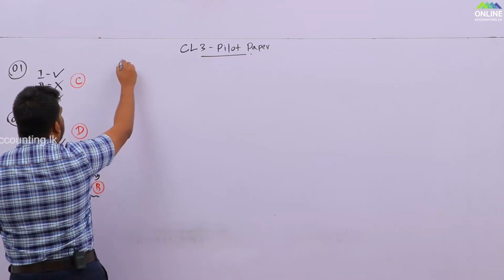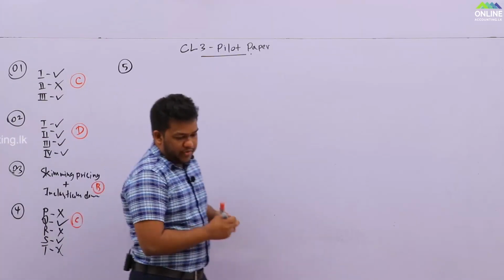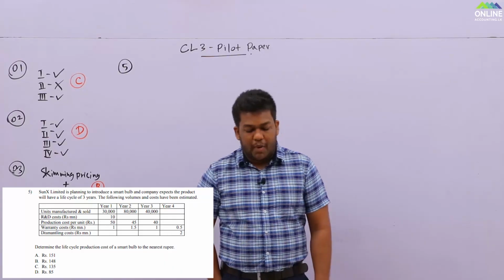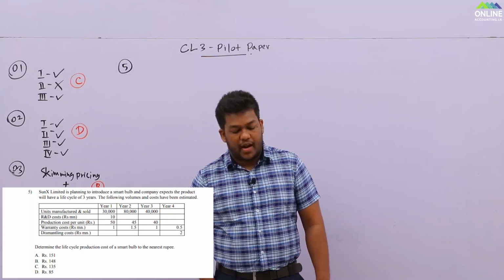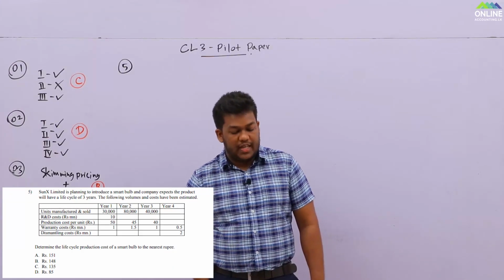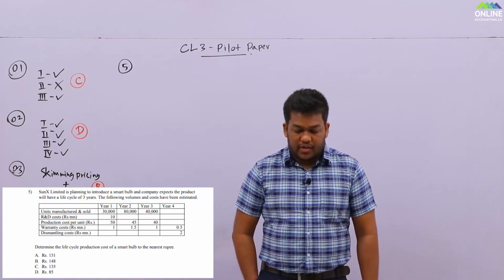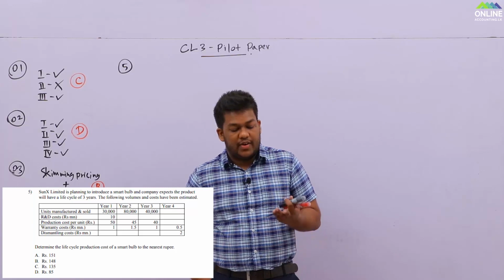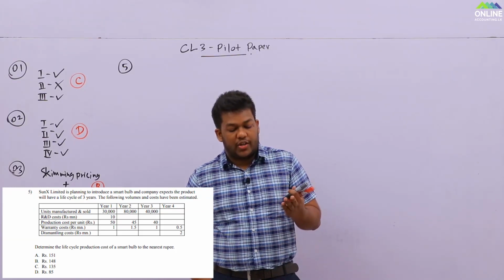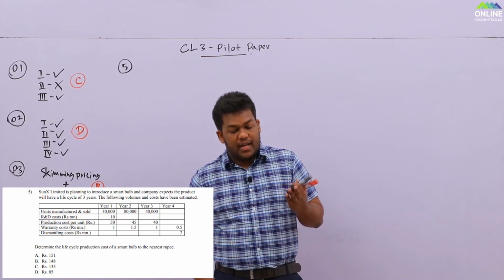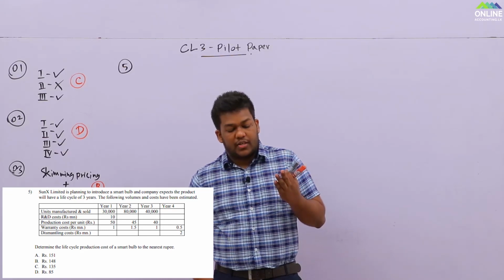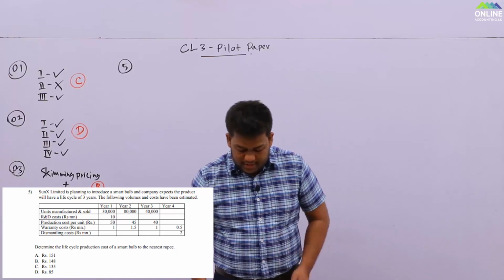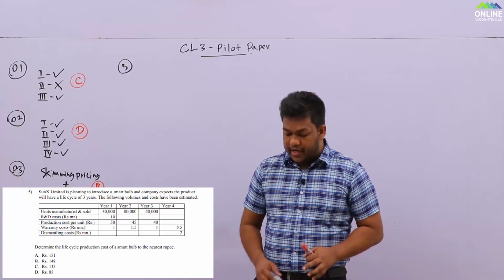Then question number 5. Sunnex Limited is planning to introduce a smart bulb and the company expects the product will have a life cycle of 3 years. The following volumes and costs have been estimated. The years, units, R&D cost, production cost, warranty cost and dismantling cost are given. Determine the life cycle production cost of a smart bulb to the nearest rupee. You have to get the life cycle cost of a unit.